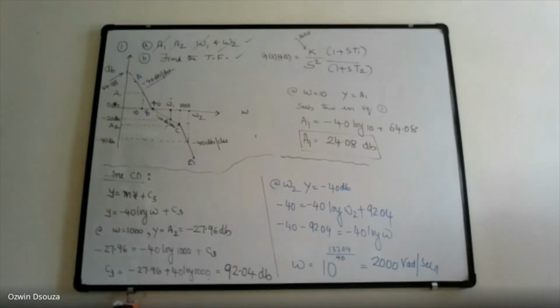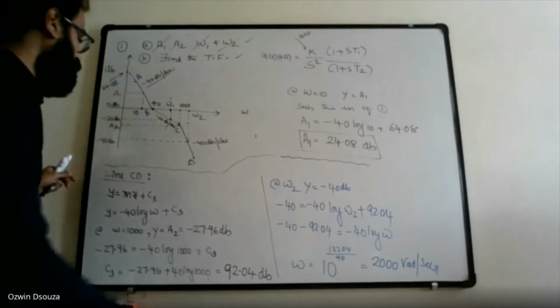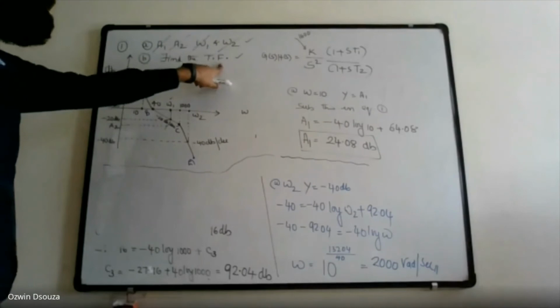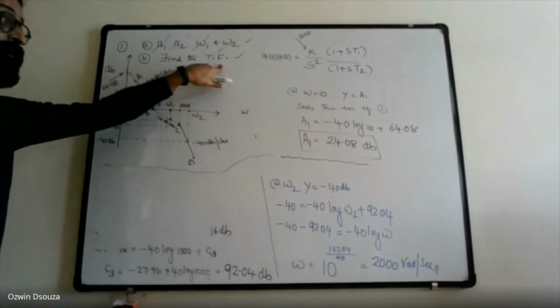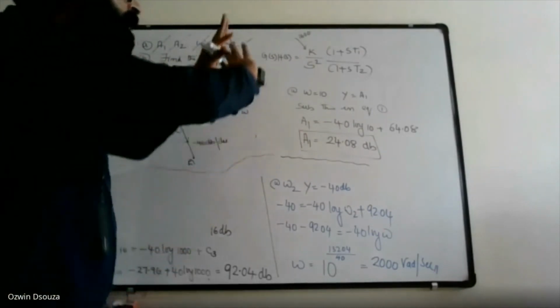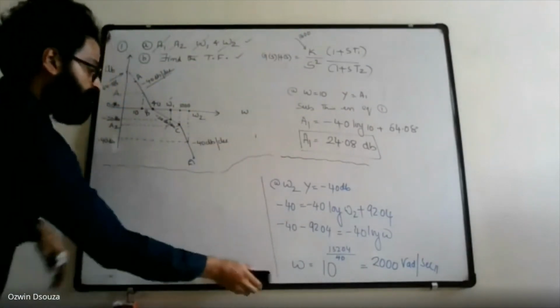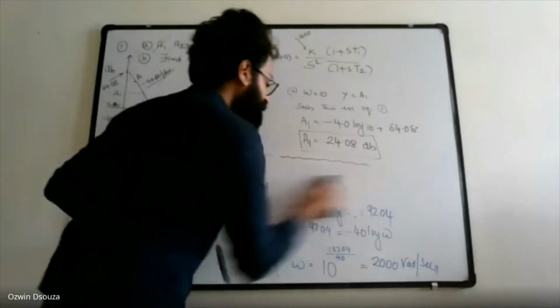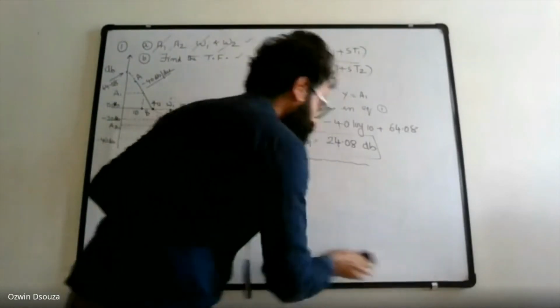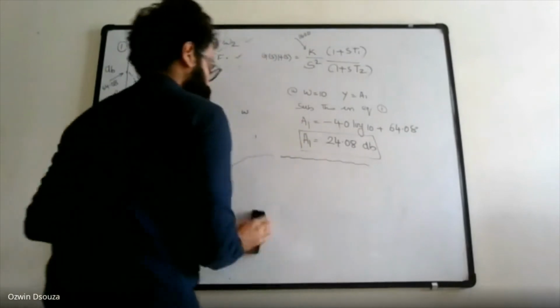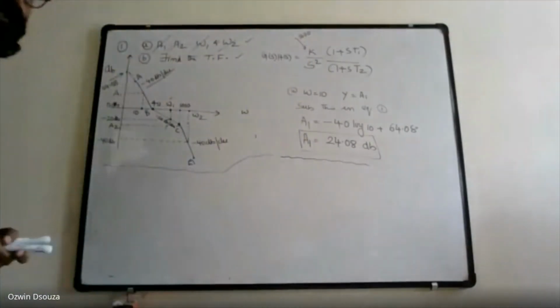So once you are done with the calculation of this, you can go to part B. In part B, you are supposed to find the transfer function. But beforehand we have already found the nature of the transfer function, right? So the transfer function nature has already been written. What you have to do is just place the corresponding corner frequencies. That's all. Okay, let's do that.